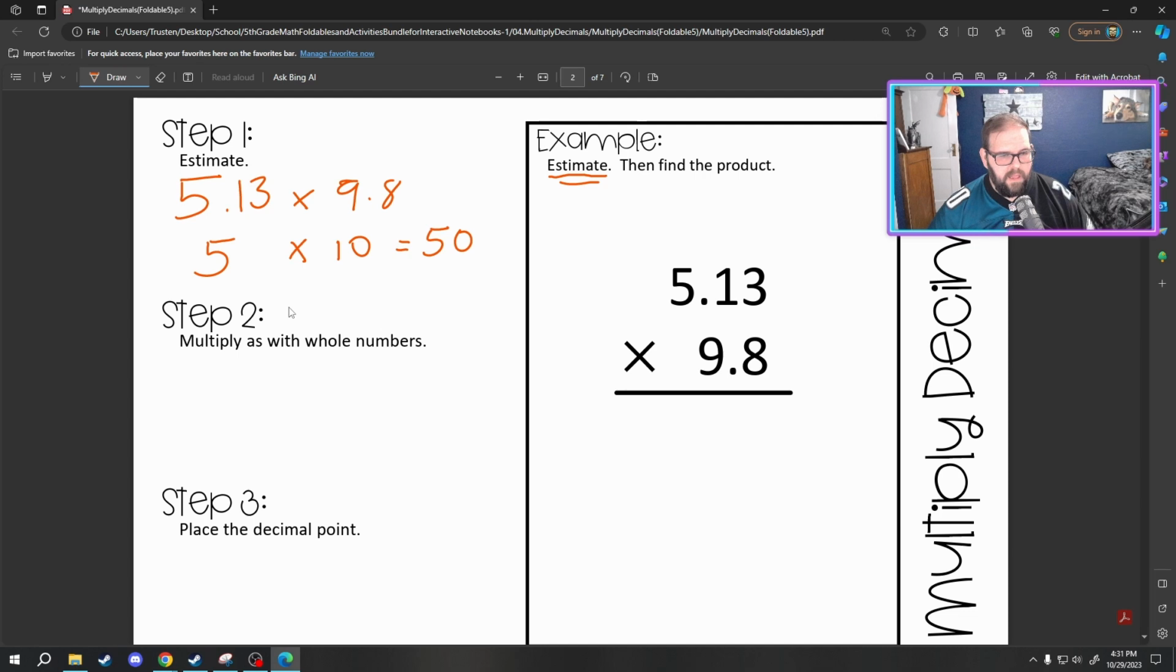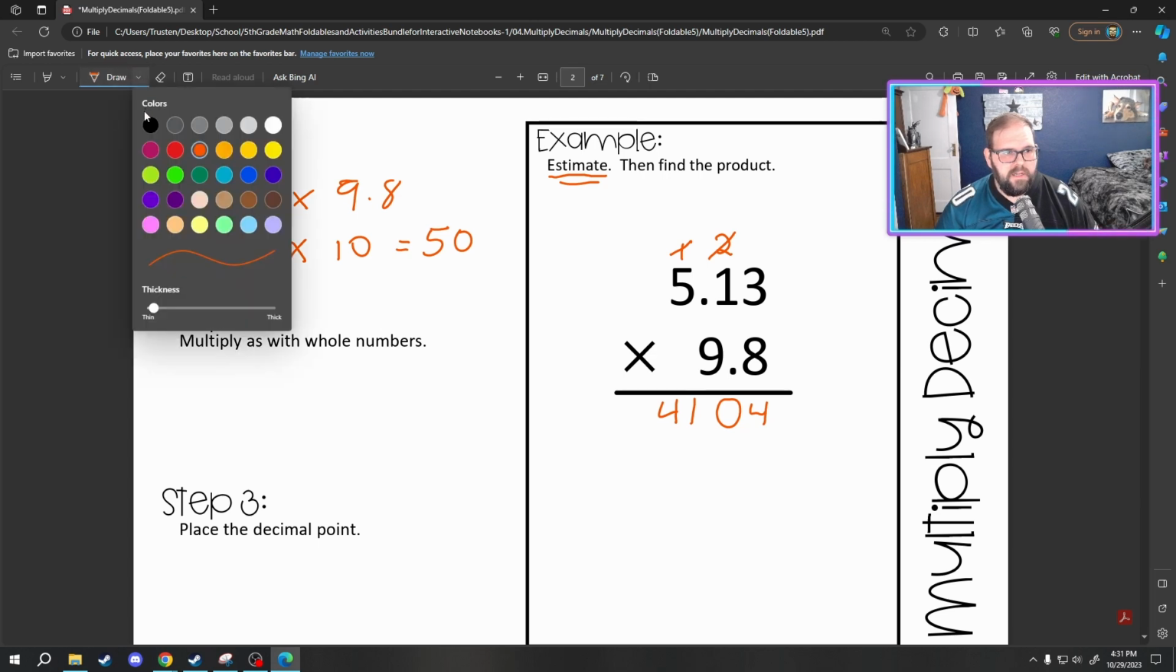So let's move on. Then we just multiply as we would normally. We have our numbers here. We're going to go ahead and multiply 8 times 3. 8 times 3 is 24. 8 times 1 is 8, plus 2 gives us 10. 8 times 5 is 40, plus 1 gives us 41. So we've now multiplied that first number there.